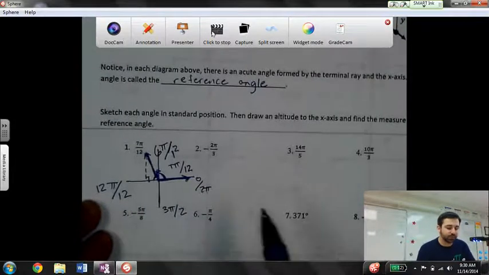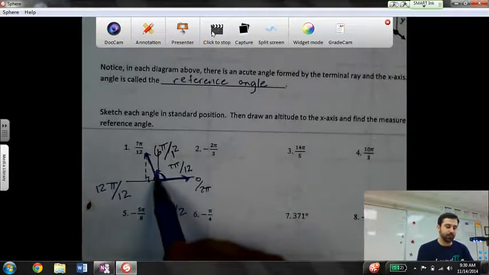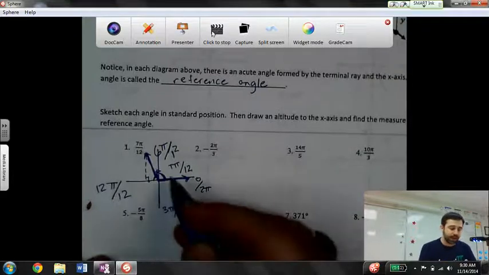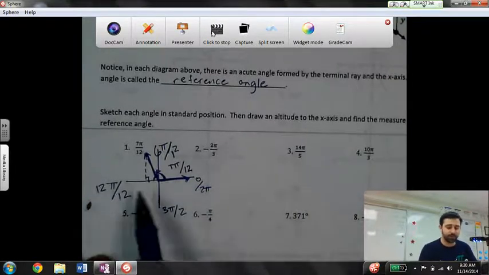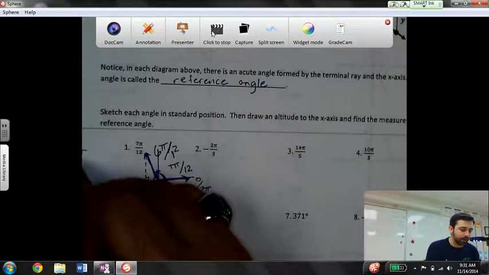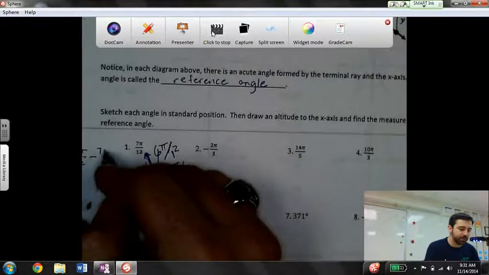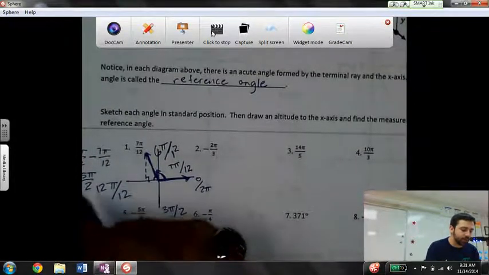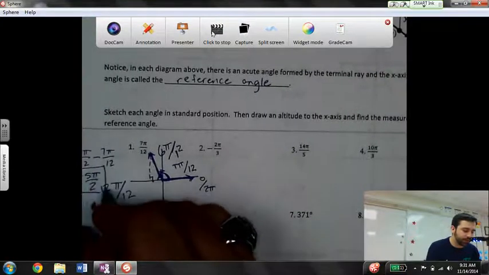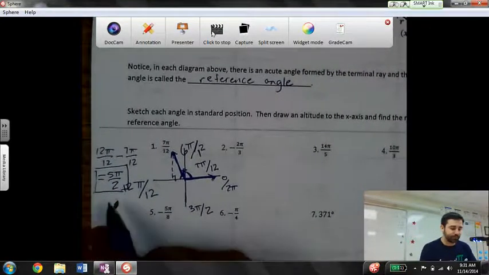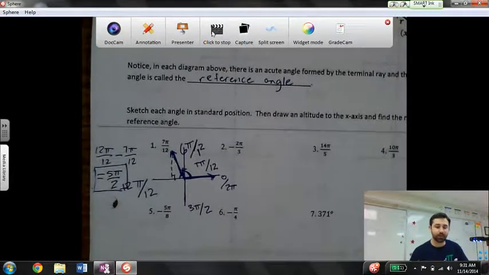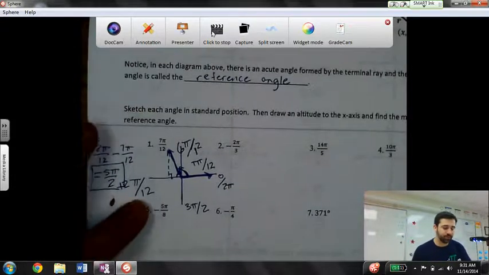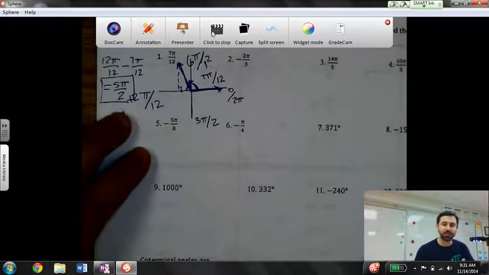And so to find your reference angle, I need the radian measure that will get me from 7 pi over 12 to 12 over 12. To do this, you can take 12 pi over 12 and subtract 7 pi over 12 from it, which would then give us 5 pi over 12 as our reference angle measurement. All right, so let's look at another example of this. I'm going to skip and go to number 5, where we have -5 pi over 8.